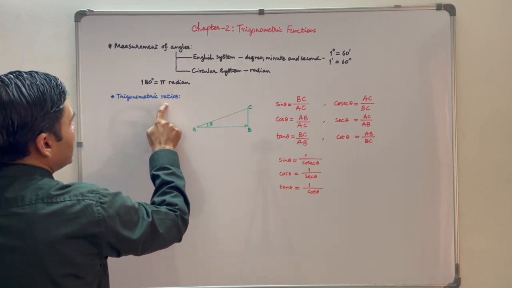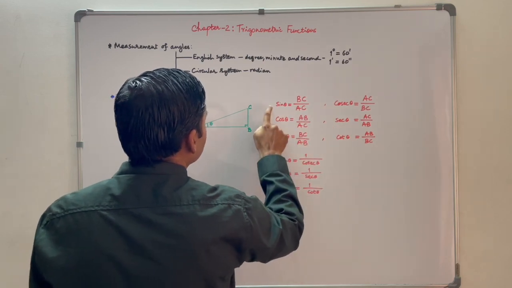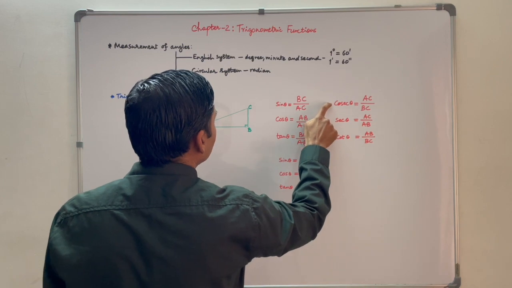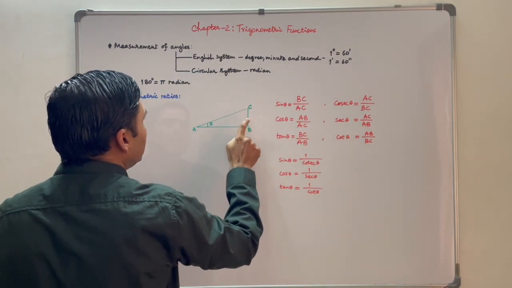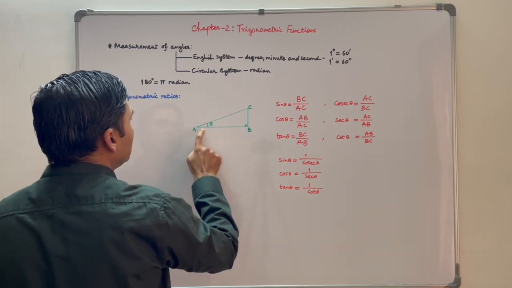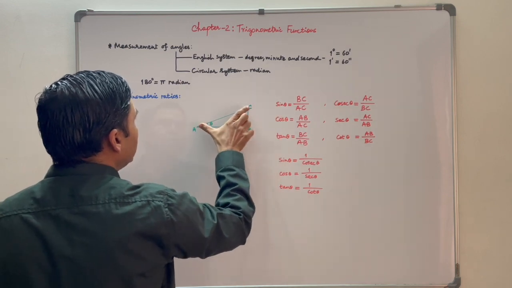Trigonometric ratios. There are 6 trigonometric ratios defined: sin theta, cos theta, tan theta, cot theta, sec theta and cosec theta. In a right angle triangle, triangle ABC, angle B is equal to 90 degrees and angle A is equal to theta. Then sin theta is equal to BC upon AC.